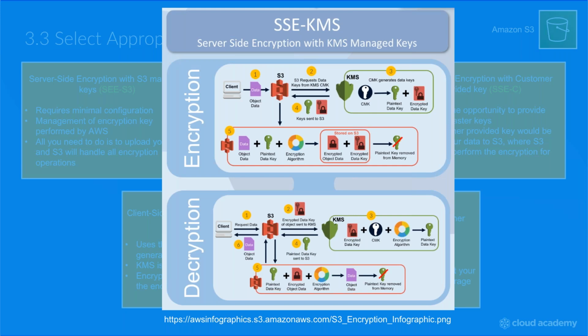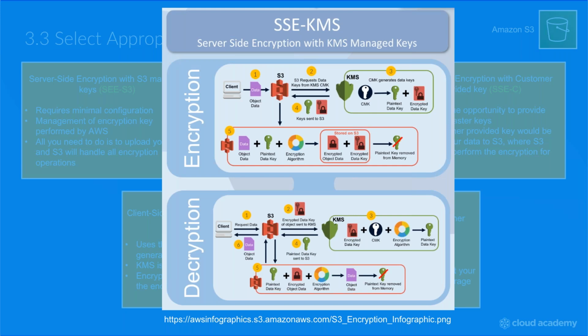Now at this point, S3 takes the uploaded object data, combines it with the plain text data key, goes through an encryption algorithm, and then we have the encrypted object data. Alongside this, we have the encrypted data key, which is stored right alongside the object. At that point, the plain text key is removed from memory. So it's the plain text key that actually performs the encryption against the object.